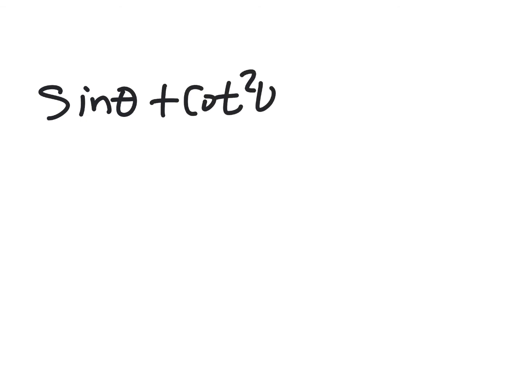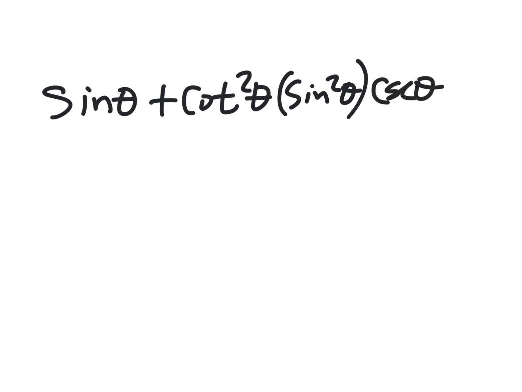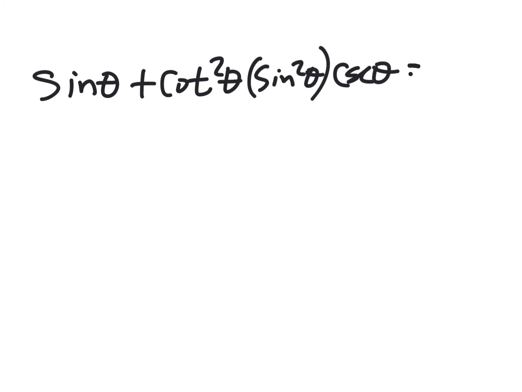If sine of theta plus cotangent squared theta times sine squared theta times cosecant all simplifies down to just cosecant. That's kind of cool that all of that complicated stuff can simplify down to just cosecant.